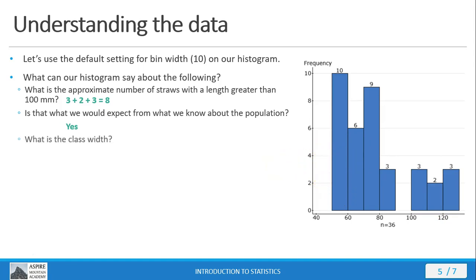Okay, what here is the class width? Okay, you can look here and see the class width is 10. Just take any 2 adjacent markers and subtract their values. So you could take 60 minus 50, or you could take 70 minus 60, but any 2 adjacent markers will give you the same number.